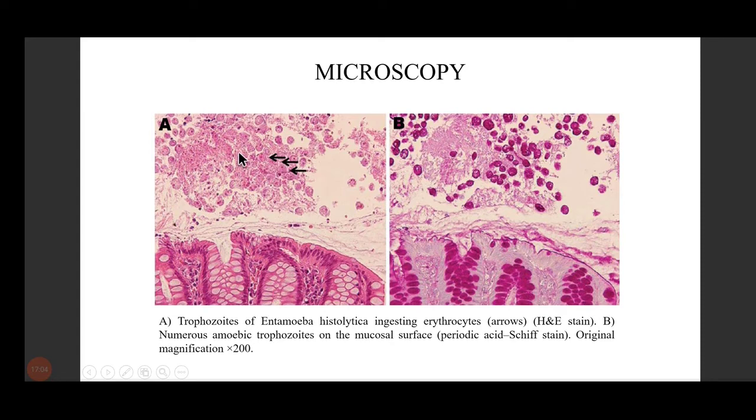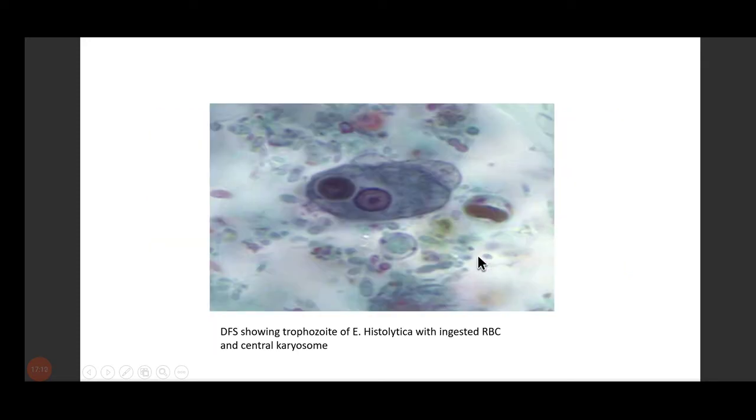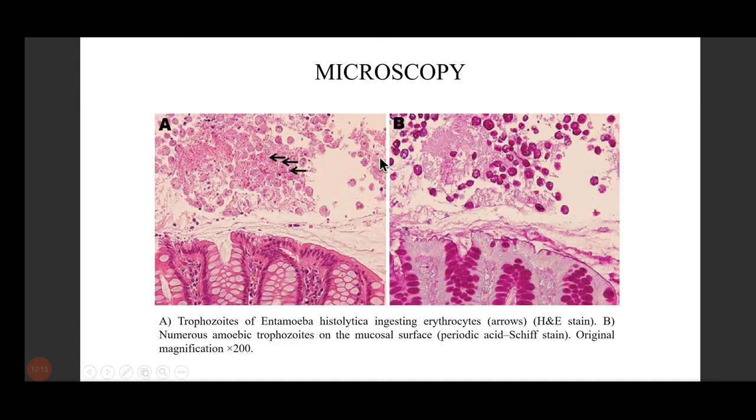On microscopy, see these. This is colonic mucosa. Can you all appreciate? And this is pus. So you can see numerous trophozoites of Entamoeba histolytica ingesting RBCs in their lumen. Okay, and these trophozoites are ingesting RBCs, which can be seen here as red dots. I'll show you in the next slide. Okay, and these are all PAS positive. This is a PAS stain. Okay.